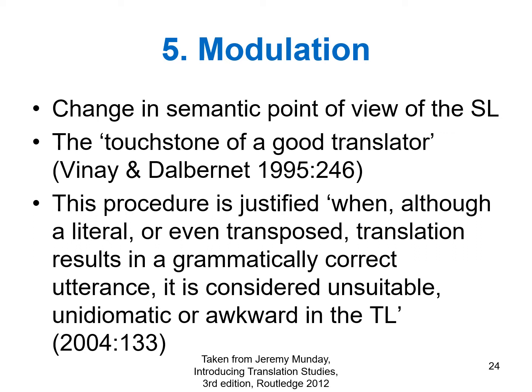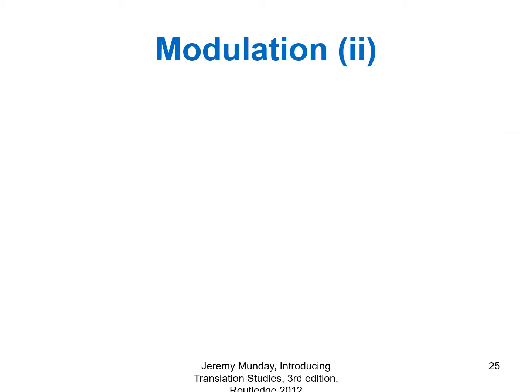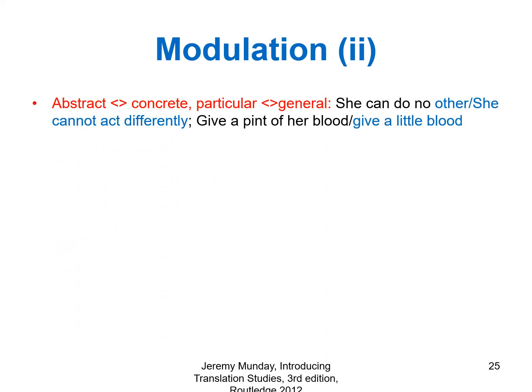In this case, Vinay and Darbelnet talk about modulation, or a change in the point of view of meaning of the source text. Examples of modulation would be, for instance, and I'm following Jeremy Munday's examples here, abstract for concrete or particular for general. She can do no other. She cannot act differently. As you see, we are saying the same thing, but changing the point of view slightly. Sometimes modulation can also involve, most of the time in fact, transposition. Give us a pint of her blood, give a little blood.